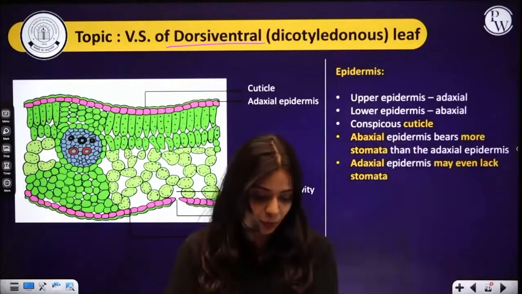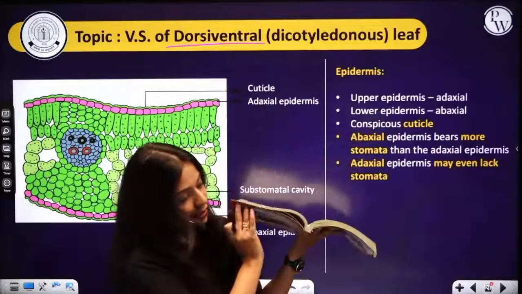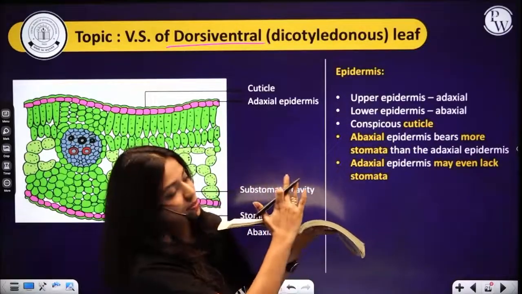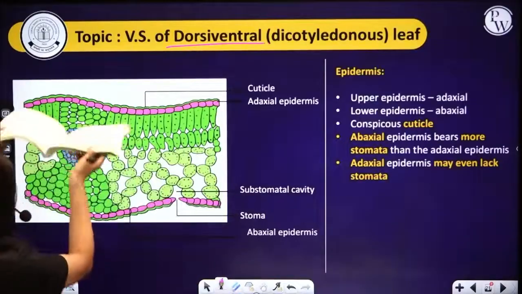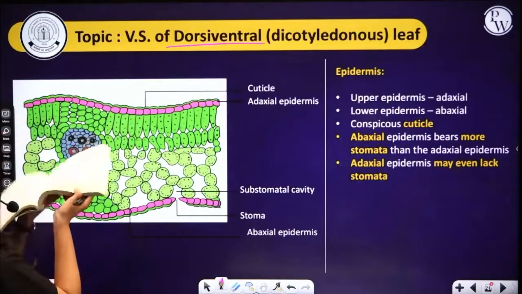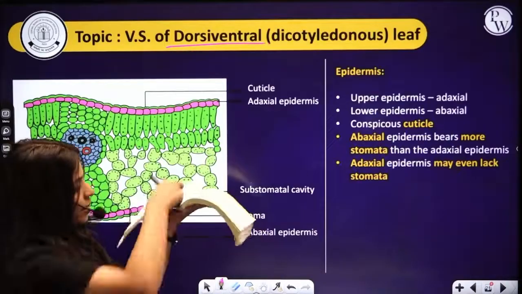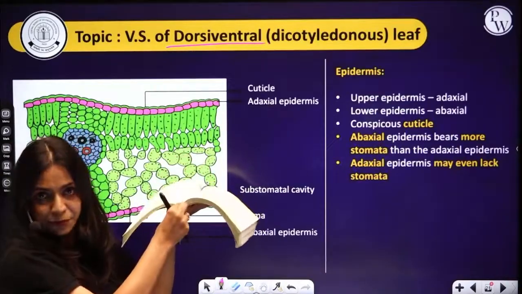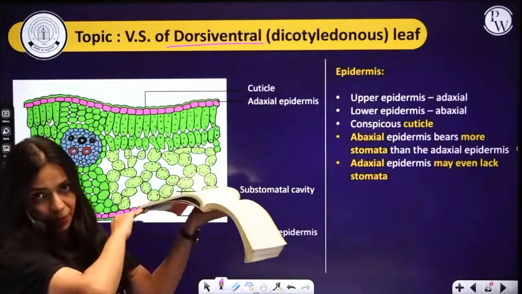let's say this is a book. This is your NCERT textbook. So if you can think of this as a leaf, if you take a section like this, if you cut a very thin slice of the leaf like this and observe it, it's going to appear like this. Okay, so this circle that you're seeing here is the vascular bundle that represents the vein in the leaf. This is the upper epidermis. This is the lower epidermis.